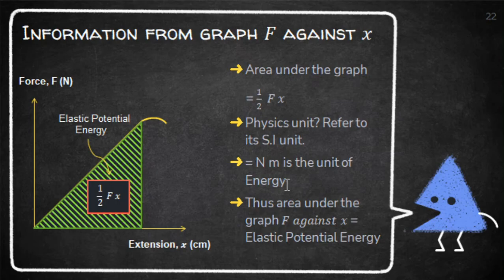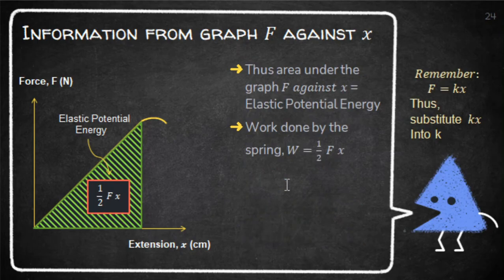From the graph of F against X also, we can derive the work done by the spring. Work done by the spring is half Fx. Remember that force equal to Kx. Thus, we substitute Kx for F. So, W equal to half Kx times X. Thus, work equal to half Kx squared.